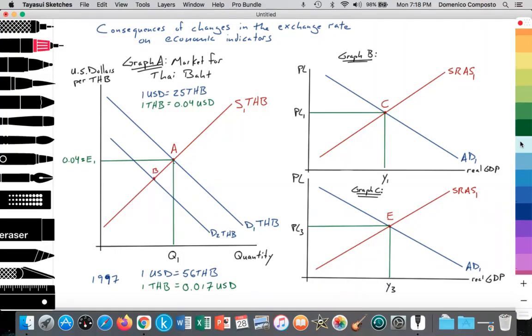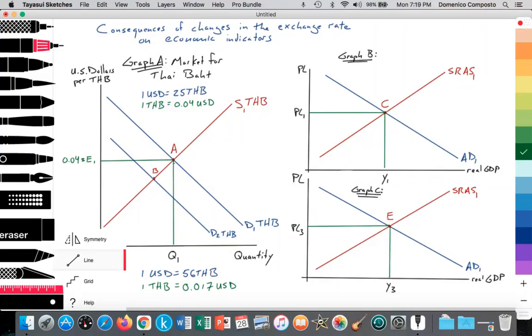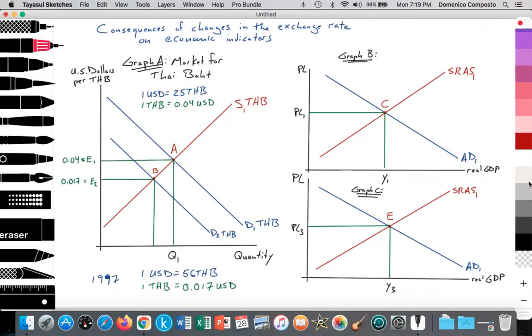exchange rate value at E2, which would be equivalent to 0.017 US dollars. So there is a significant decrease in the value of the currency, a decrease in its purchasing power, and the quantity supplied and demanded decreasing from Q1 to Q2.